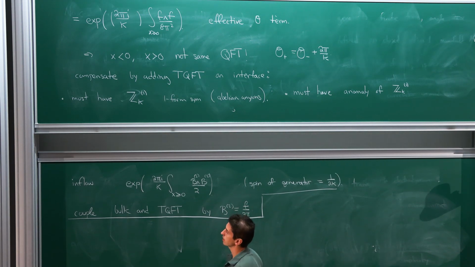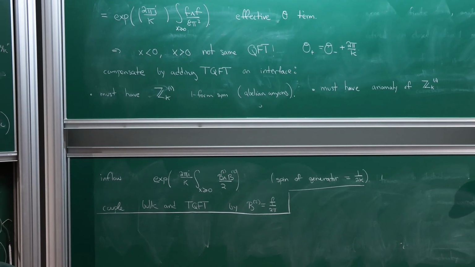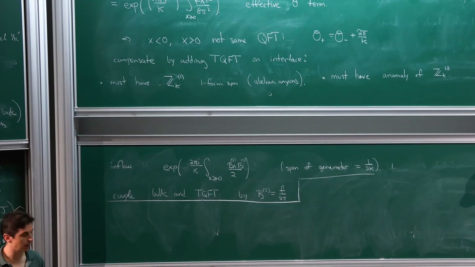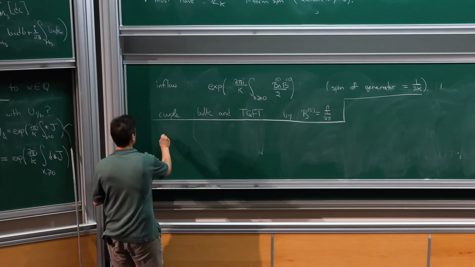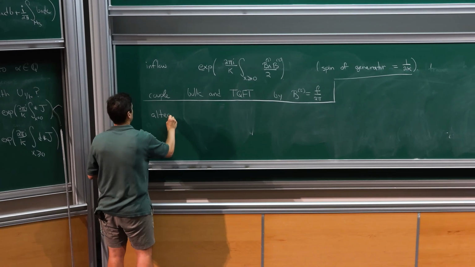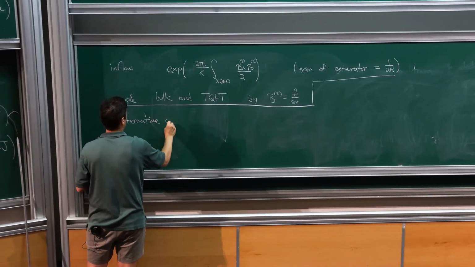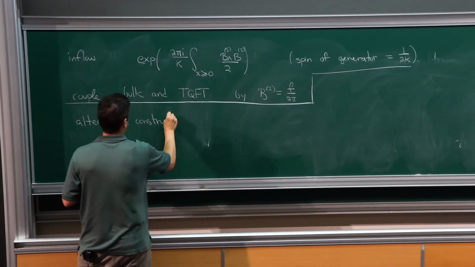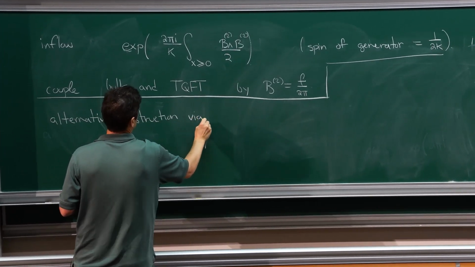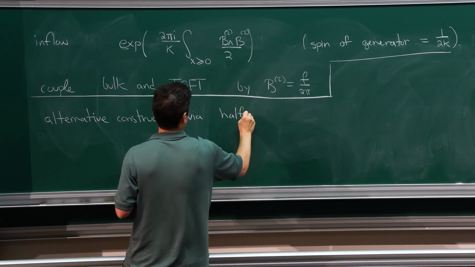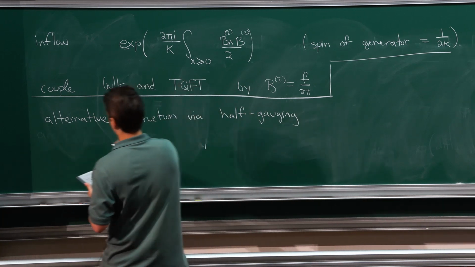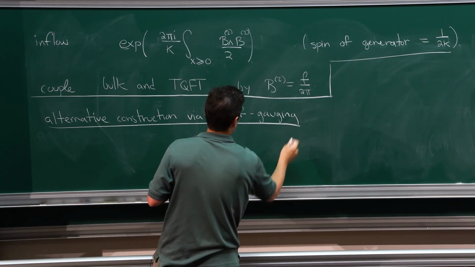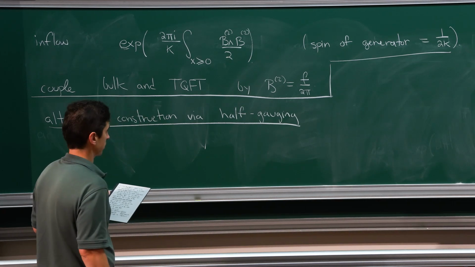Okay, I'd like to give you an alternative construction of the same defects. At least I'll sketch it quickly, which will enable us to compute fusion rules seamlessly. So I'll give you an alternative construction via half gauging.